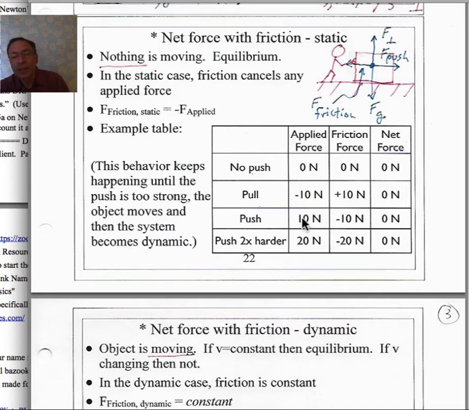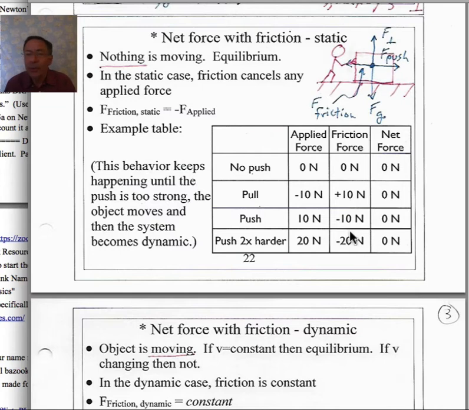Now the guy decides to push. So now he's pushing to the right, and the box doesn't move, so we know the friction force had to cancel that. So it was the opposite of positive 10, it was negative 10. The net force is still 0. Now the guy decides to push harder. It's 20 newtons of push, but it's still a static problem, so nothing's moving, and the friction force is canceling the pushing force, so it's negative 20 to cancel positive 20.